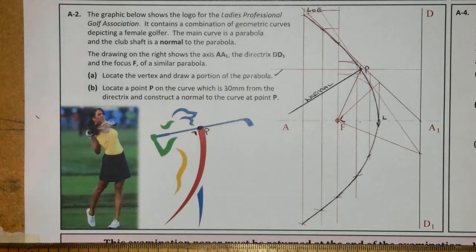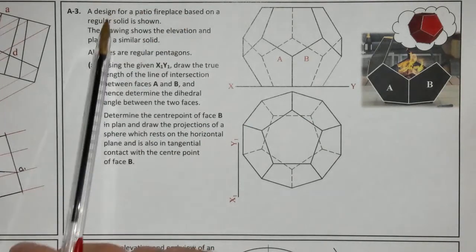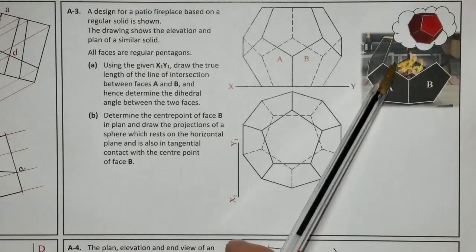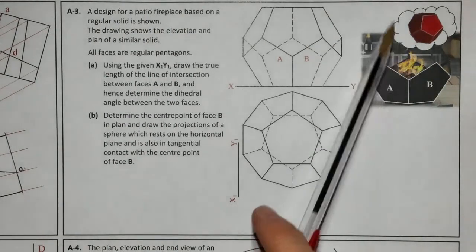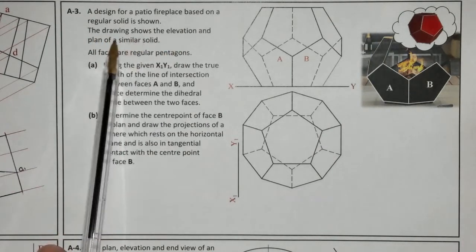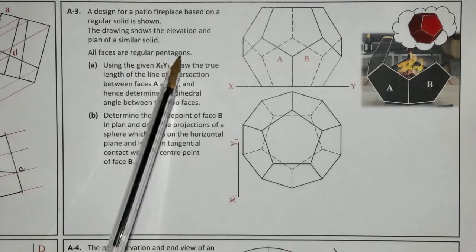Now what we're going to do is move on to A3 at the top right of the page. Alright. So this question A3 here, guys, it says a design for a patio fireplace based on a regular solid is shown. Okay, so you can see here they've kind of given us a 3D graphic and they've told us what it's based off of. The drawing shows the elevation and plan of a similar solid, and all faces are regular pentagons.